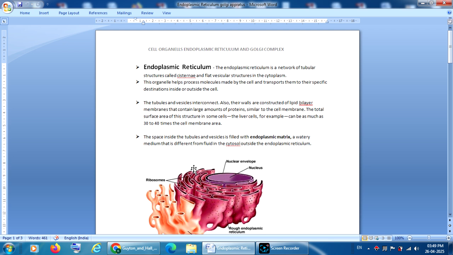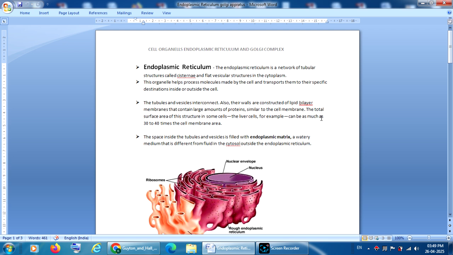So what is the major function of this endoplasmic reticulum? It helps in the transport of molecules which are made in the cell from one part of the cell to another part, or from inside to the outside of the cell. So this is the major function of the endoplasmic reticulum.